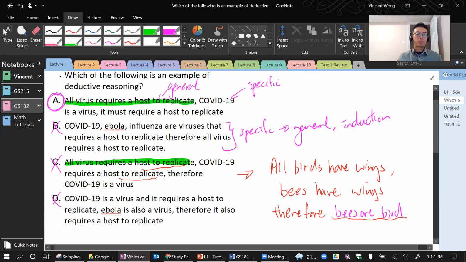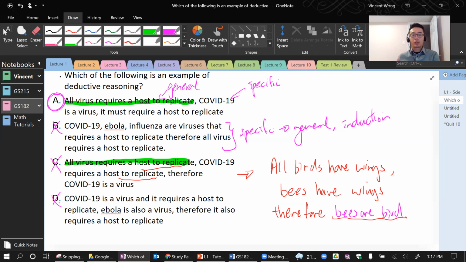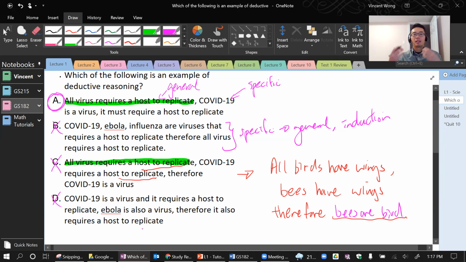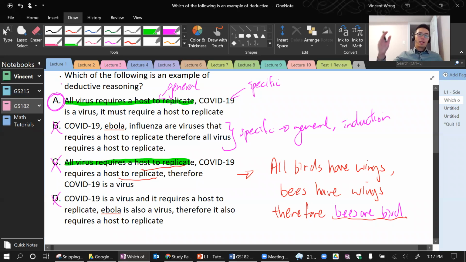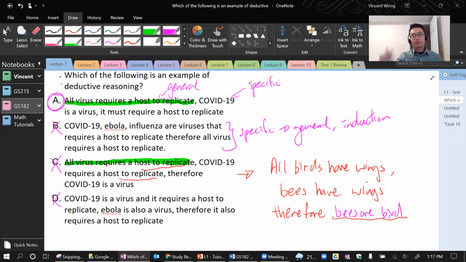And D is not correct because we are just taking one specific example and applying it to another specific example. There is no general statement going to specific cases. This is just one specific case to another specific case. While there's nothing wrong with this, it is not an example of deductive reasoning. So the correct answer for this is A. Any questions? You might see something like this on a quiz. This would be like an application question. We all clear on this?